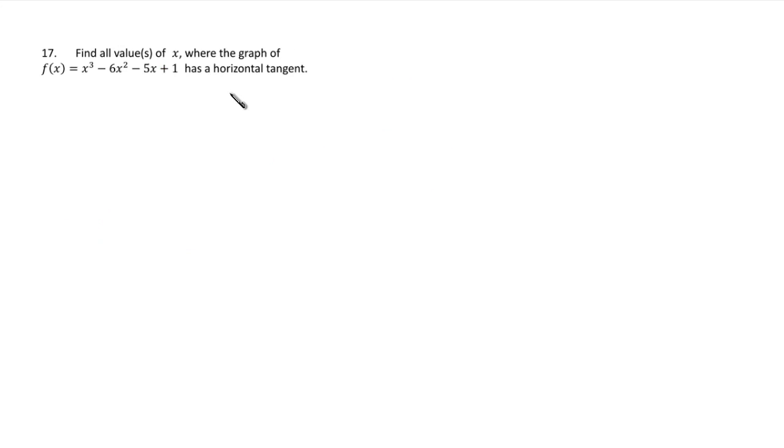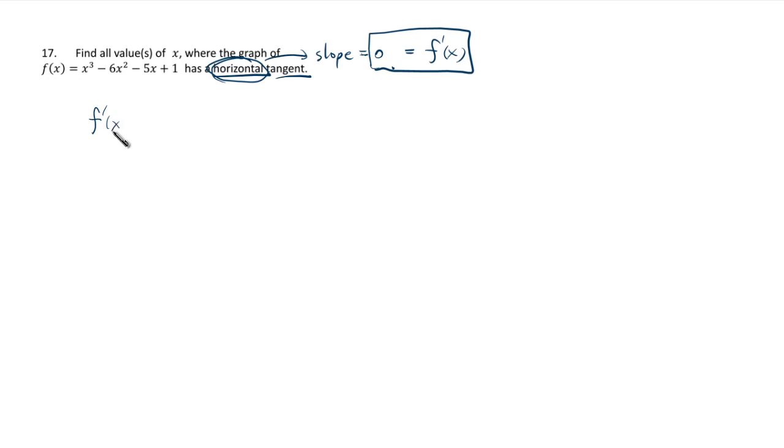Find all values of x where the graph of f(x) has a horizontal tangent line. So we think about a horizontal tangent line. A line that is horizontal means slope equal to 0. And because slope is the derivative, we're looking for f prime of x equal to 0. You just find the derivative and set it equal to 0. That's what this question is about. So we differentiate, and set this equal to 0.